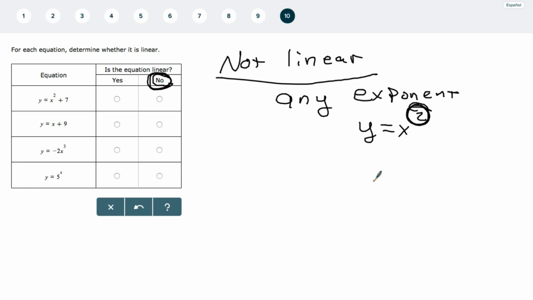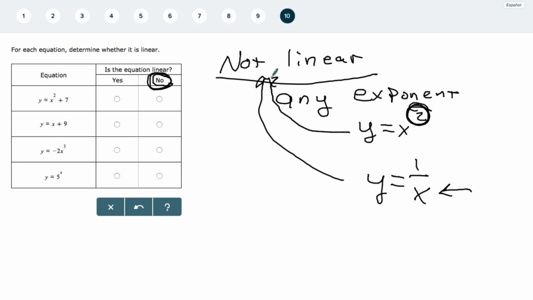Okay? Also, if x is in the denominator, or y for that matter, if x is in the denominator, it is again not linear. Okay? So those are the two rules you need to look out for, if there's any exponent or any x or y in the denominator.